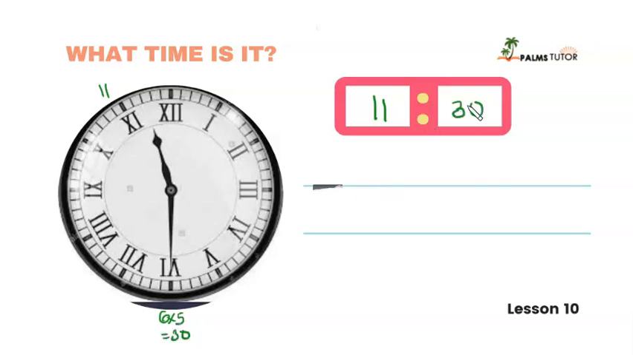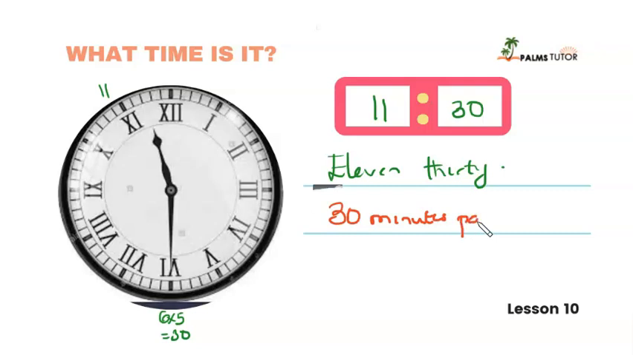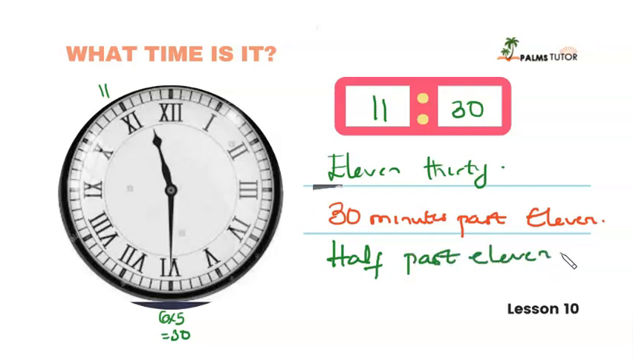So this is 11:30. Say this is 11:30, right? Or we can say this is 30 minutes past 11, right? 30 minutes past 11 because it's exactly halfway gone. And that's why we can also say this is half past 11. Half past 11. Okay? Half past 11 because it is halfway gone.